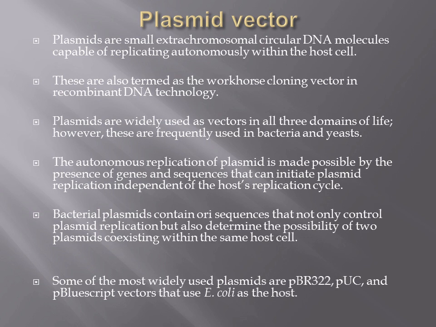Plasmids are widely used vectors in all three domains of life, and they are frequently used in bacteria and yeast. The autonomous replication of a plasmid is made possible by the presence of genes and sequences that can initiate plasmid replication independent of the host replication cycle. Bacterial plasmids contain an ORI sequence that not only controls plasmid replication but also determines the possibility of coexisting with the same host cell. So for this coexisting factor, the ORI sequence is helpful.